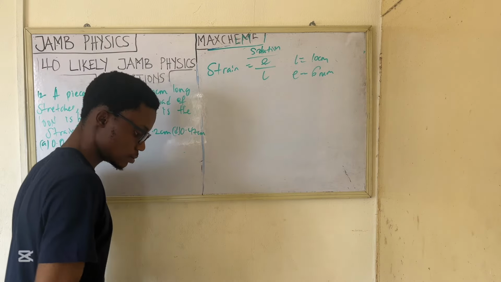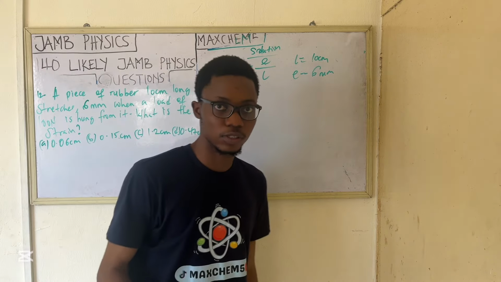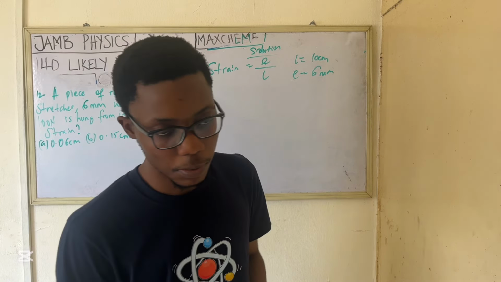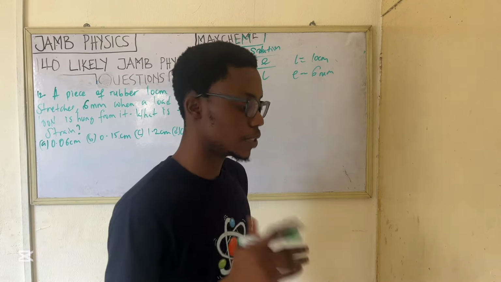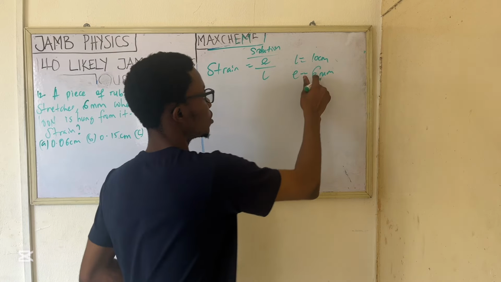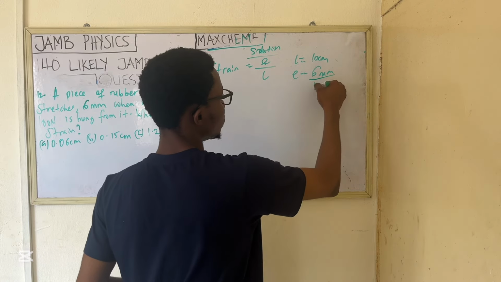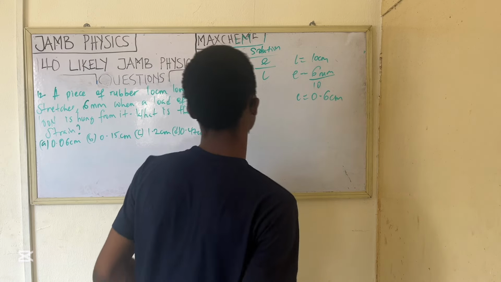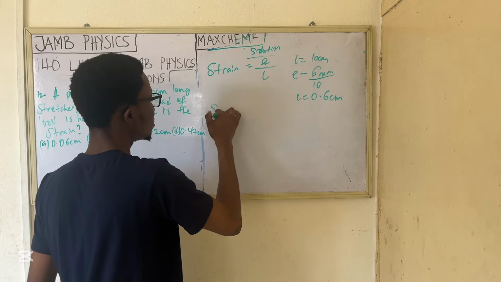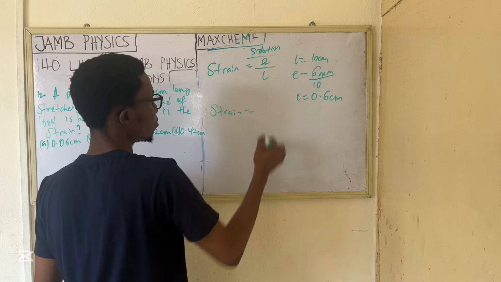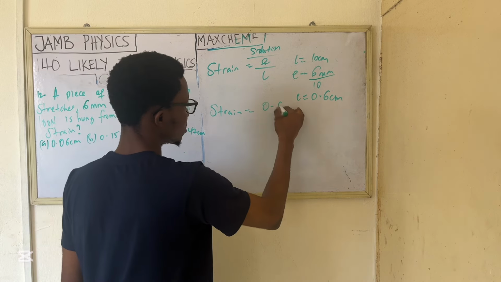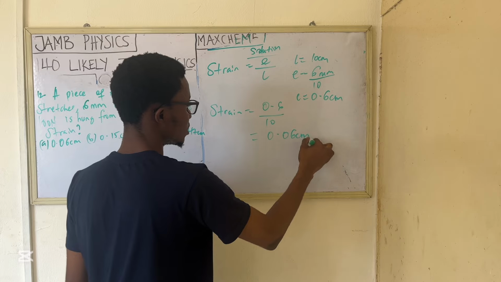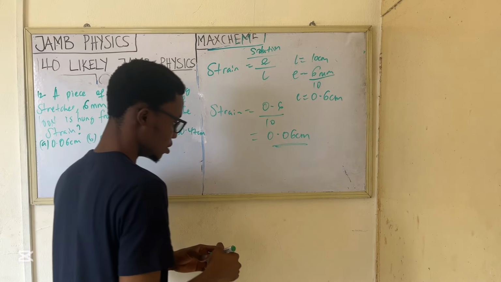So we have to convert millimeter to centimeter. Whenever you want to convert millimeter to centimeter, divide by 10. So to convert this to centimeter, we divide by 10, which gives us extension is equal to 0.6 centimeter. So let's go back to our formula. Strain is equal to extension over length, 0.6 over 10, which is equal to 0.06. So this is the answer.